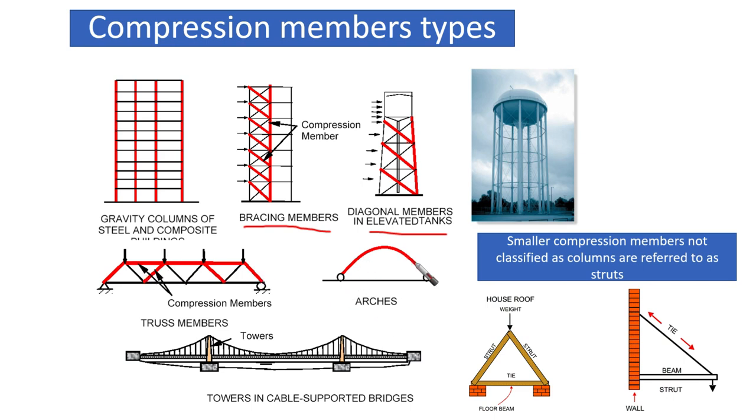Arches, of course, are under compression. Similar compression members not classified as columns are referred to as struts. Sometimes, for small elements, we can tell that the element is working as a strut. So smaller compression members not classified as columns are referred to as struts, as you can see here. If we have a house roof with a weight here, these two elements are considered to be struts.